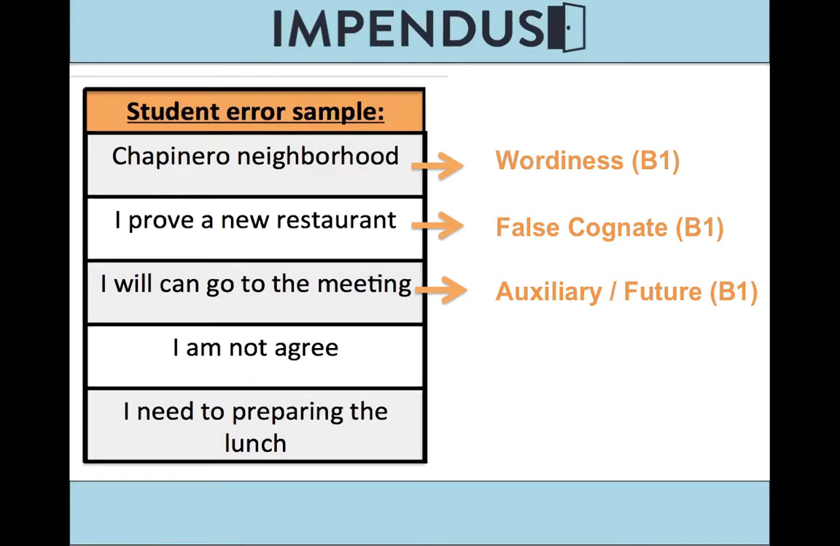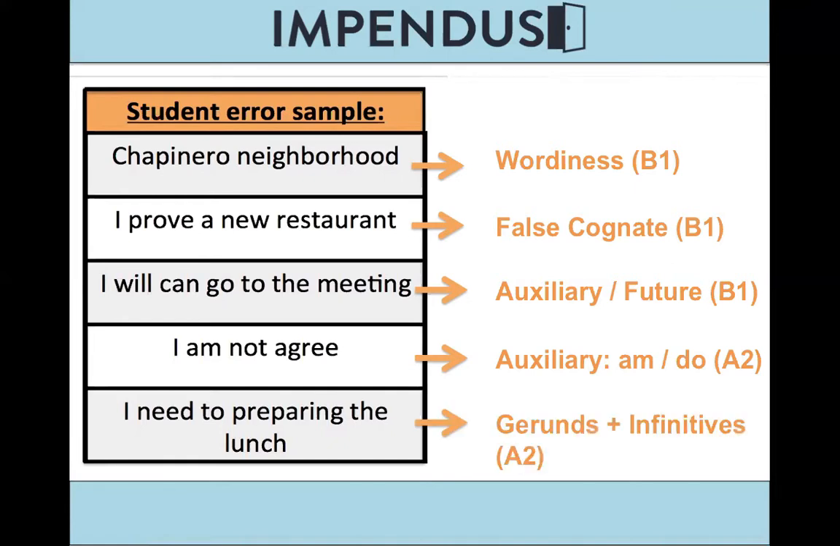Next, we have a very common error that comes from Latin American learners. I am agree, I am not agree. That comes from the Spanish, which is de acuerdo, which is yo estoy, I am, de acuerdo, I am agree. They're translating directly. So this is an auxiliary error, in that you should not have the auxiliary there. It should just be I agree, I don't agree. Finally, we've got I need to preparing the lunch. This is a gerunds and infinitives error at the A2 level.